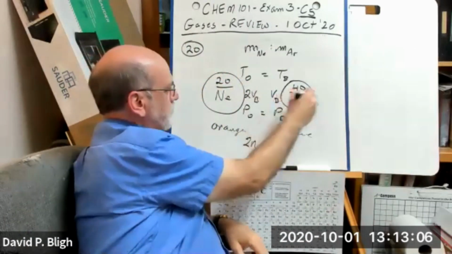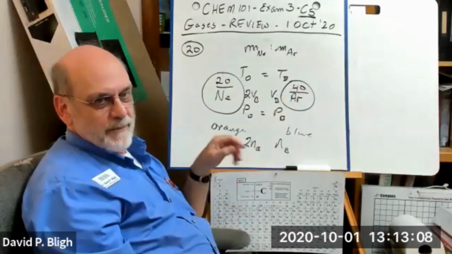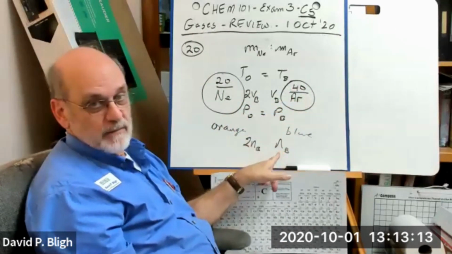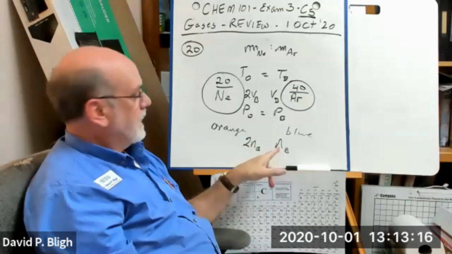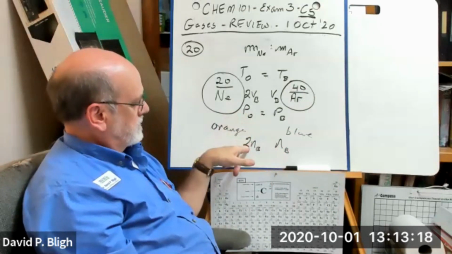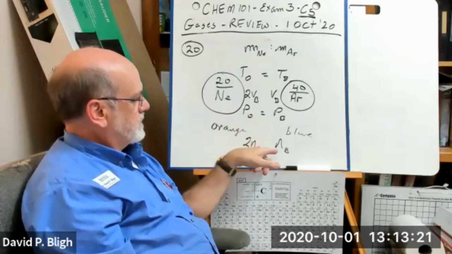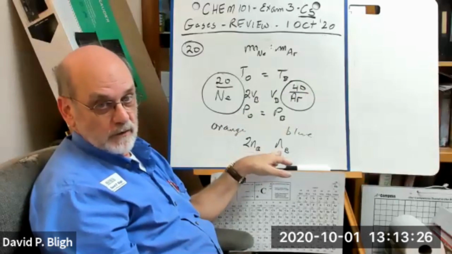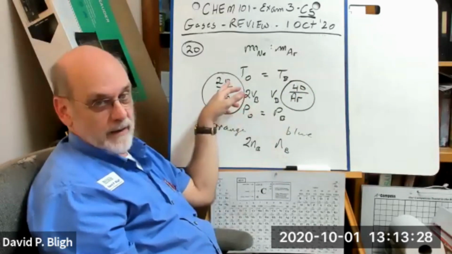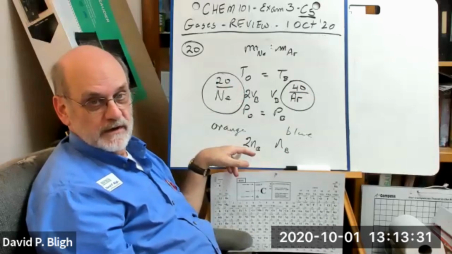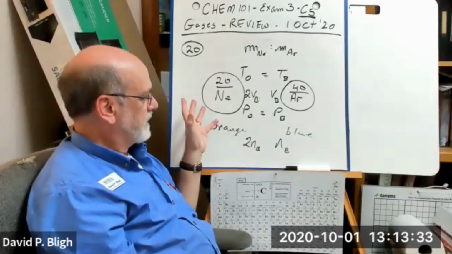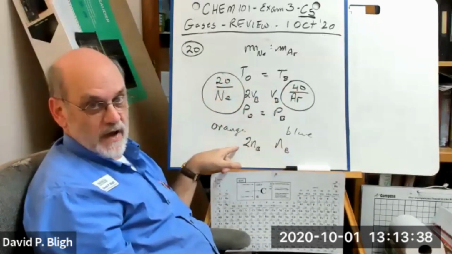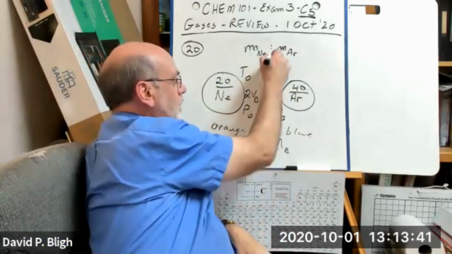Okay. So look what happens. You've got 40 grams per mole of argon at that many moles, and you have 20 grams per mole at twice as many moles. So what's the mass relationship? Well, this one went down a half, but it went up twice here. So the ratio is 1 to 1.